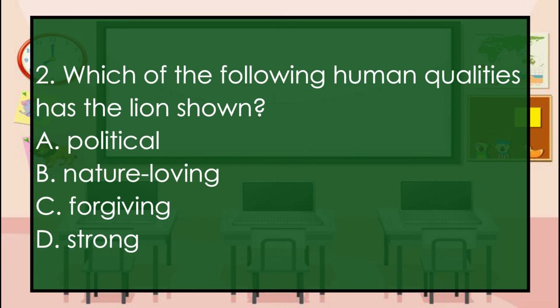Number 2. Which of the following human qualities has the lion shown? A. Political. B. Nature loving. C. Forgiving. And D. Strong.